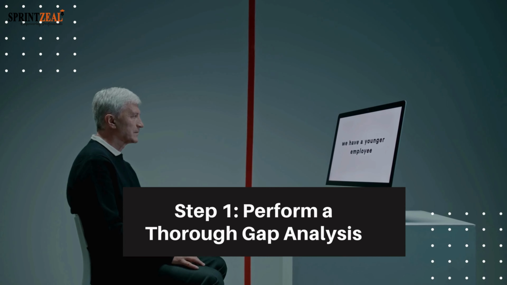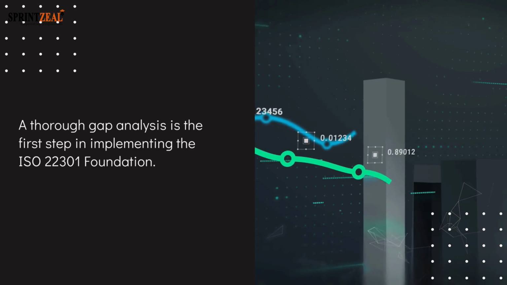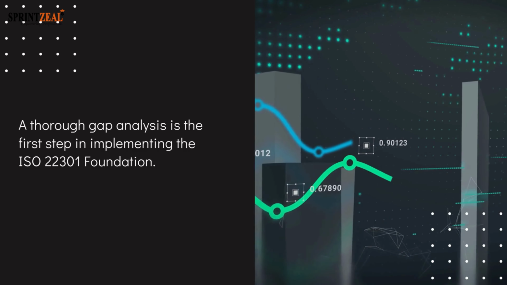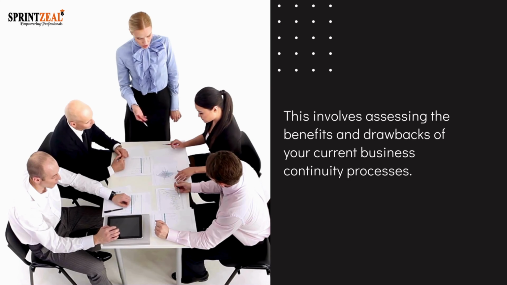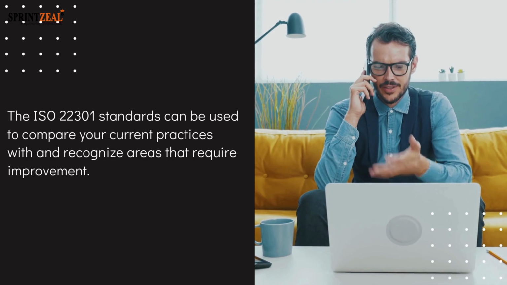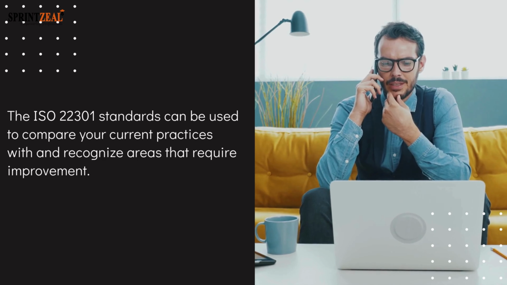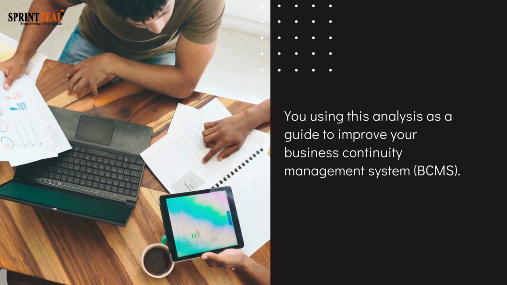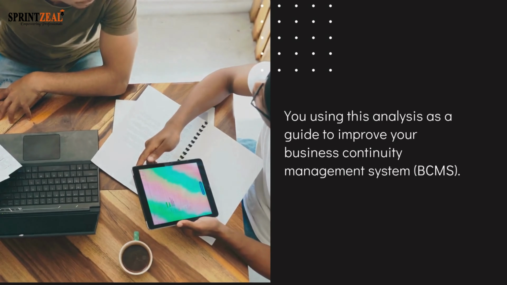Step 1. Perform a thorough gap analysis. A thorough gap analysis is the first step in implementing the ISO 22301 Foundation. This involves assessing the benefits and drawbacks of your current business continuity processes. The ISO 22301 standards can be used to compare your current practices with and recognize areas that require improvement. You're using this analysis as a guide to improve your business continuity management system (BCMS).